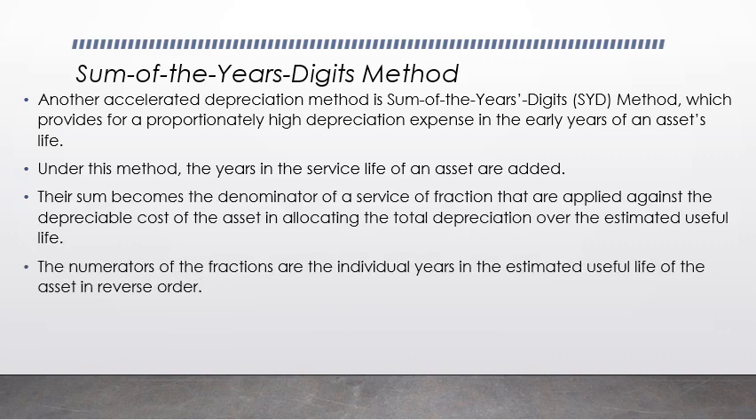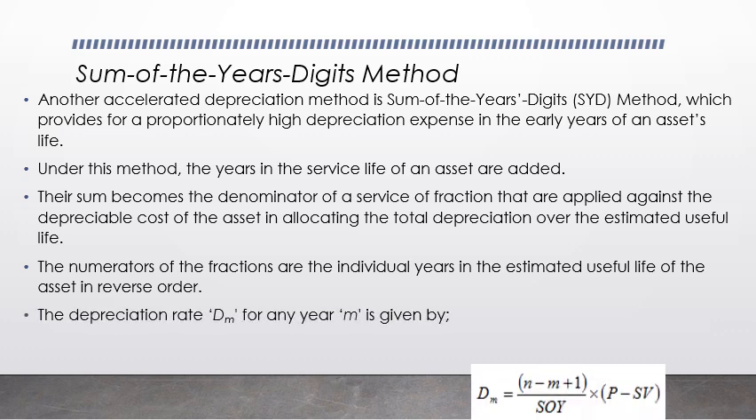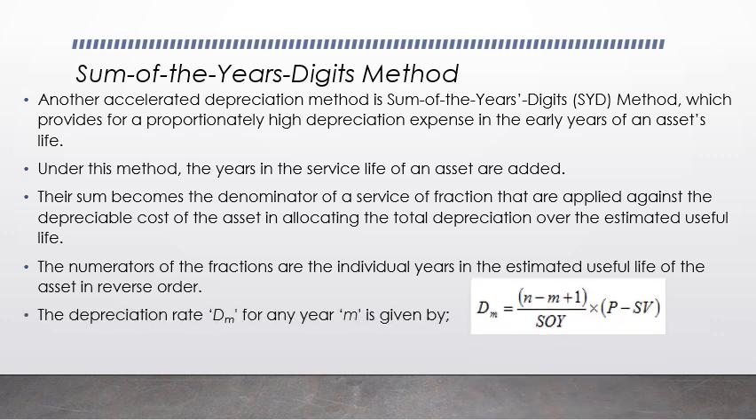It is calculated by using the formula (n minus m plus 1) divided by SOY, multiplied by (P minus SV). Depreciation rate dm for any year m is given by this formula. N is the actual life of the asset, m is the year at which I want to calculate the depreciation, SOY is the sum of the years, that is sigma n, multiplied by P initial value minus SV salvage value.